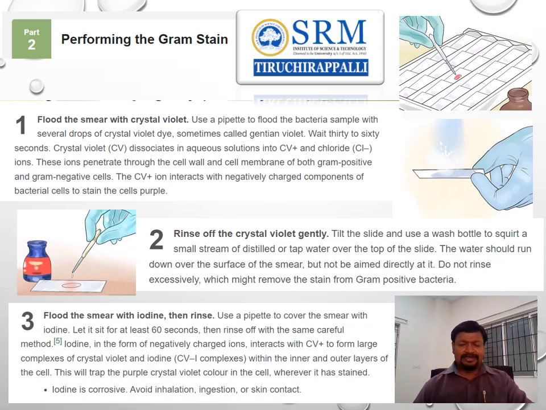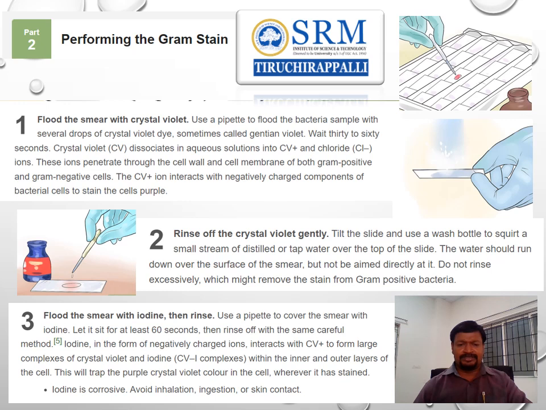And finally, flood the smear with iodine, then rinse. Use a pipette to cover the smear with the iodine. Let it sit for at least 60 seconds. Then rinse the sample carefully.